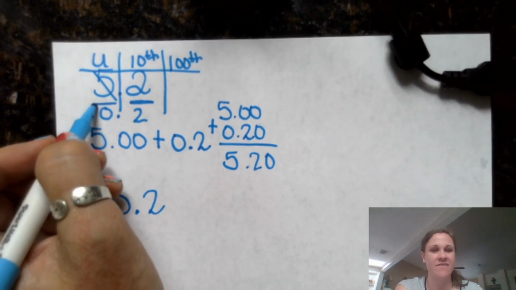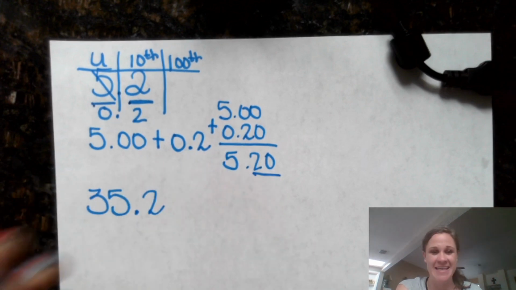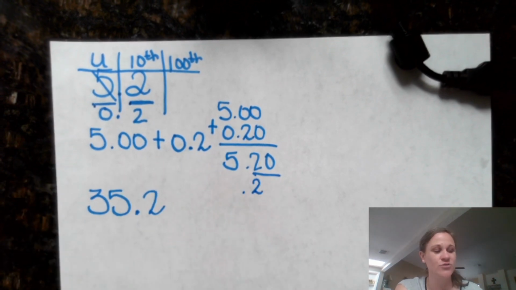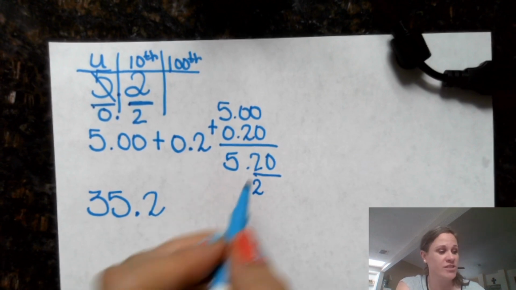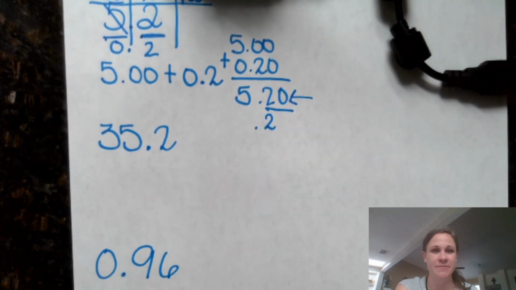This would be like having $5 and 2 dimes or $5 and 20 pennies. 20 pennies and 2 dimes, they're the same. You just make this with more pieces, okay? All right, let's go to our next one.